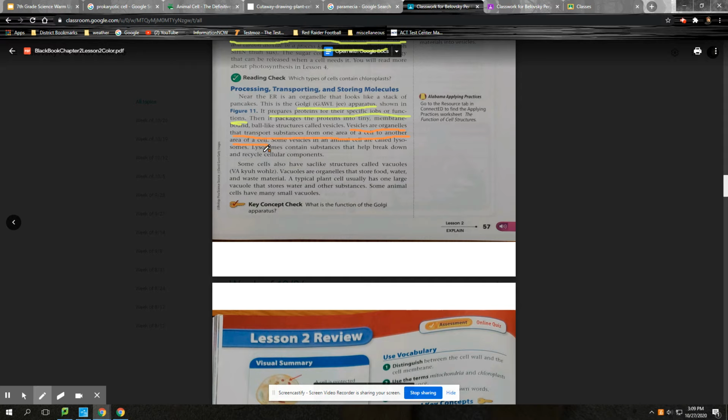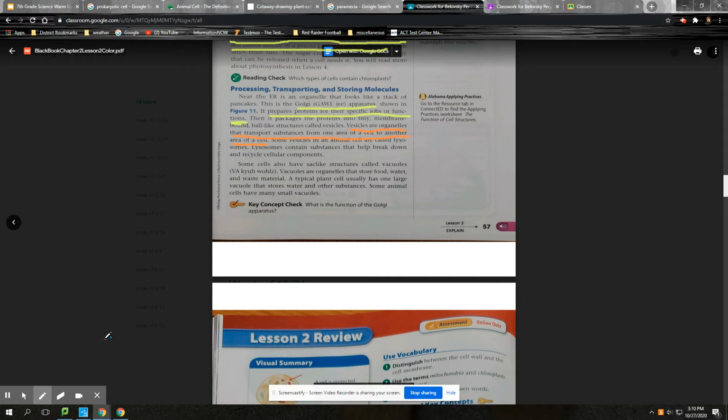All right, vesicles. Basically it hangs out next to the Golgi body, and it can move various things around inside the cell wherever it's needed. So let's say if something is created or processed on one side of the cell, it can be moved into a vesicle, and it can be moved to another part of the cell. All right.